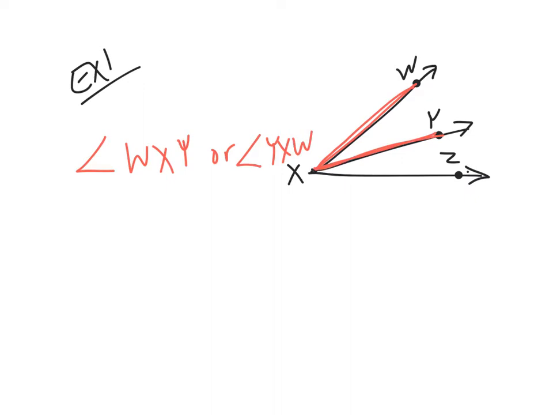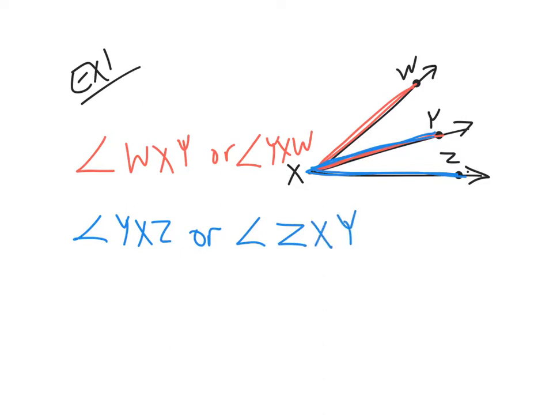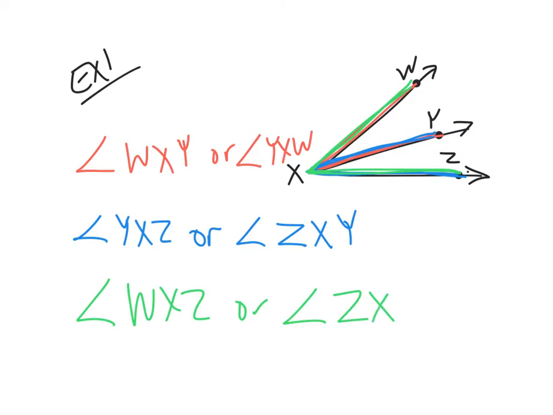Okay, the next angle, let's do the bottom one, YXZ. So angle YXZ, or do it backwards, angle ZXY. And then my last one is the big angle, WXZ. So angle WXZ, or do it backwards, ZXW. Angle ZXW. You'll notice with every single one of these, what is my middle letter? The vertex, which is X. Okay?